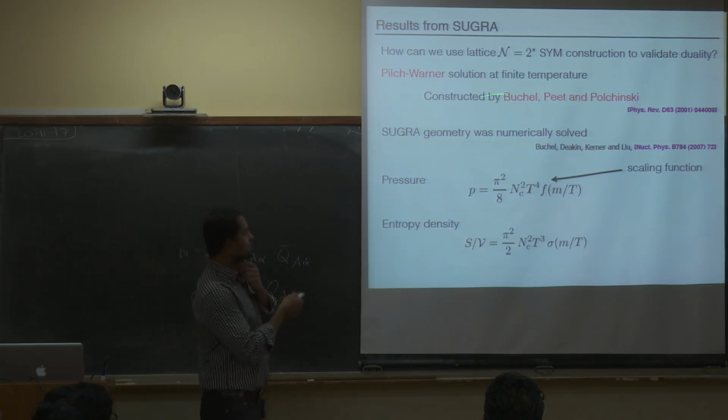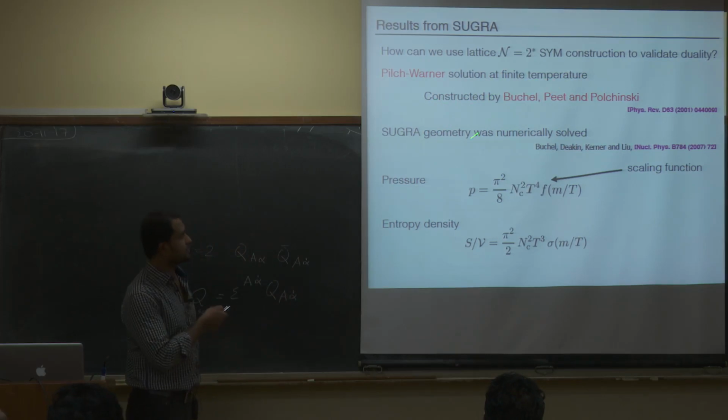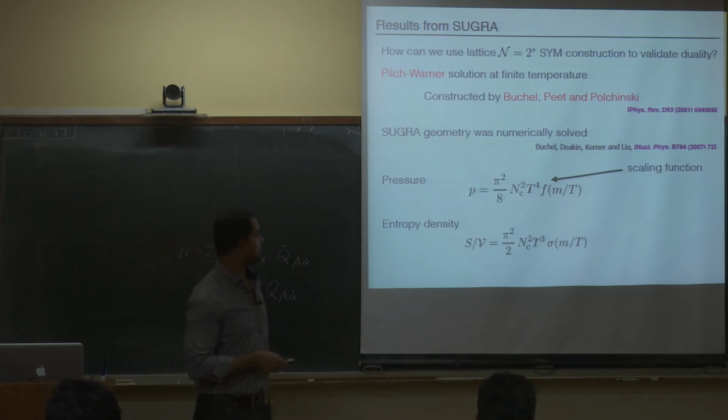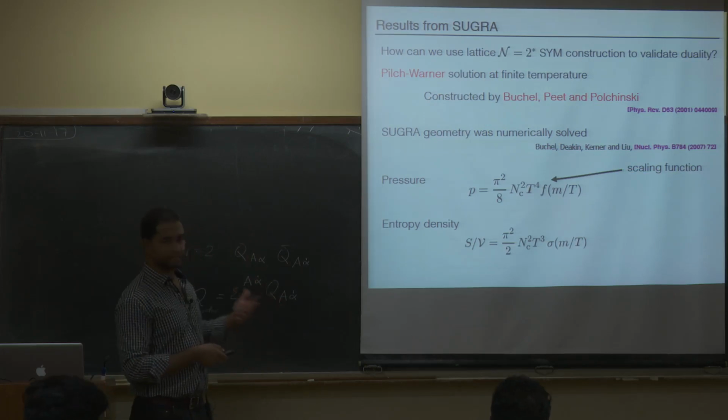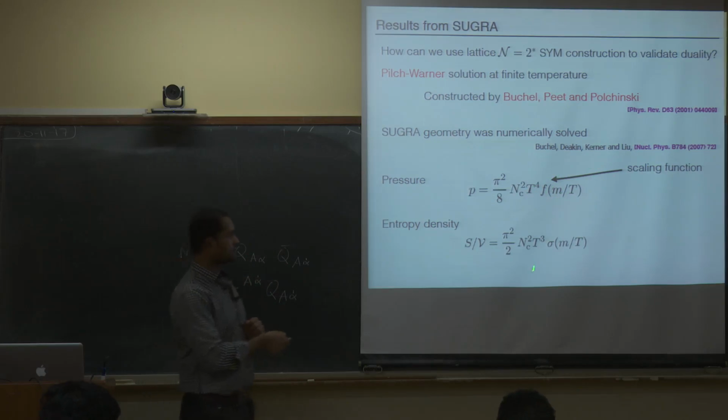The Pilch-Warner solution at finite temperature was constructed by these people. They also solved the supergravity geometry numerically at finite temperature, so we can compute various quantities. They also computed them on the other side. So there is pressure, which goes like T to the power 4. Here F is a scaling function. It has a profile which they computed. There is a dimensionless parameter, M over T, that appears in the numerical simulation.